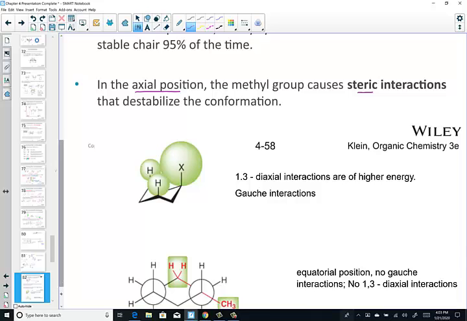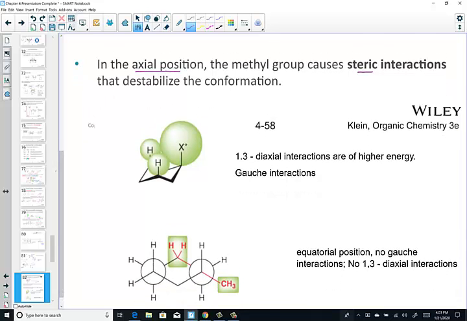And that's kind of what I was trying to draw. If this is our methyl group, see how large of a space that it's occupying? I'll call that carbon 1.